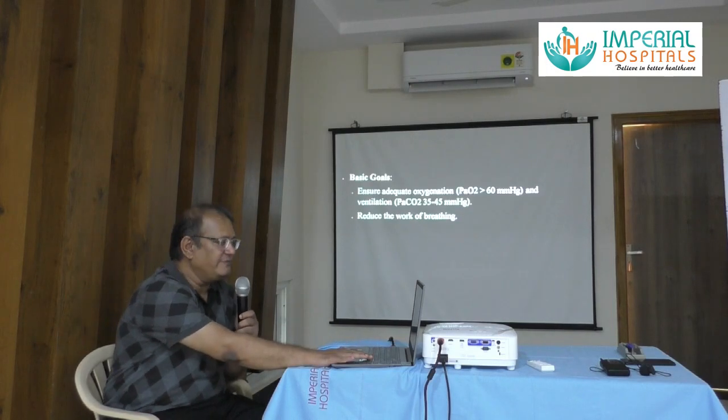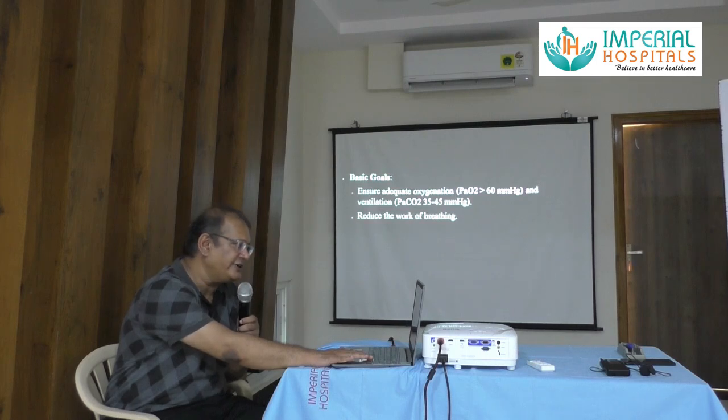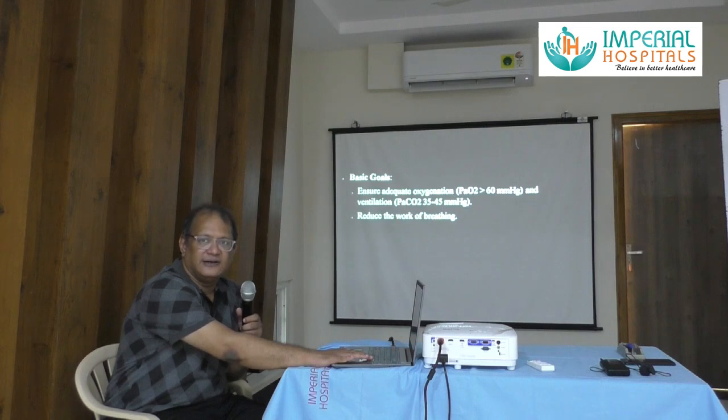So what are the basic goals of mechanical ventilation? One, it is to ensure adequate oxygenation, that is maintaining the arterial partial pressure of oxygen greater than 60 millimeters of mercury, and maintaining adequate ventilation, that is trying to maintain the carbon dioxide levels between 35 to 45 millimeters of mercury. And finally, reduce the work of breathing.